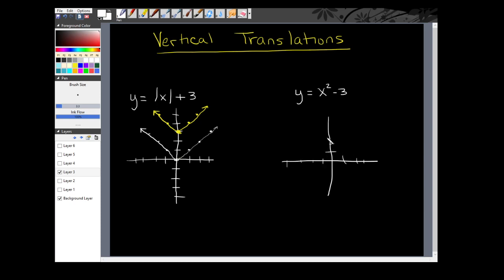Okay, and then on this one, this is a quadratic, so it's going to be a U shape. Our parent quadratic generally looks like this. So this minus 3, which is outside the grouping symbol, is saying that I'm going to take all this quadratic stuff and scoot it down by 3.